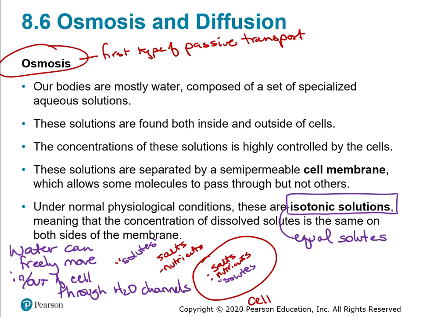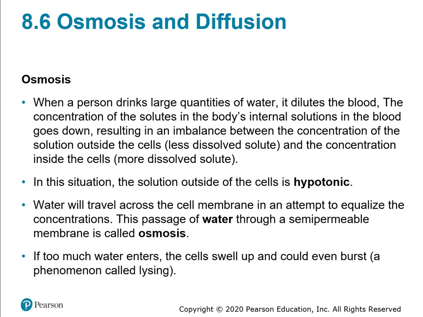If there is more salt outside of the cells, then the water is going to try and balance that by moving out of the cell. So here's the first example. If somebody ingests large quantities of water, that water gets absorbed. Water can get absorbed through the lining in your mouth and through the stomach. It gets absorbed quickly. It doesn't have to get digested or anything. It just gets absorbed through the lining of the GI tract.